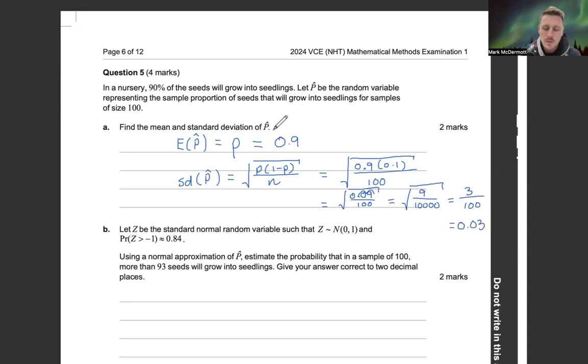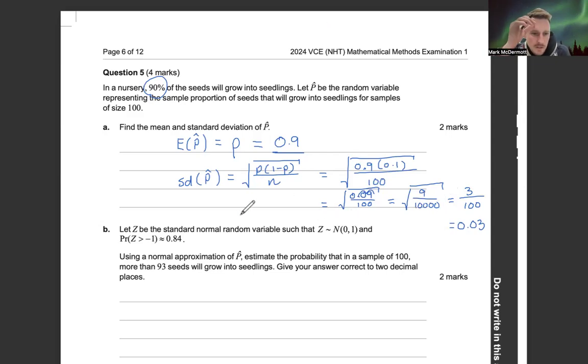So we would expect in the sample to have a mean of 0.9 because 90% of the seeds grow into seedlings. And from that 0.9, we'd have a standard deviation of 0.03. So we're going up to 0.93 and down to 0.87. Okay, for one standard deviation, that seems to make more sense.